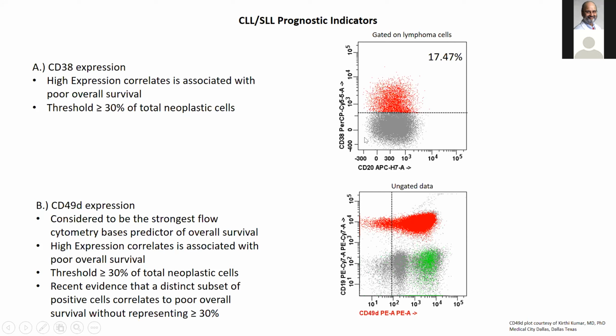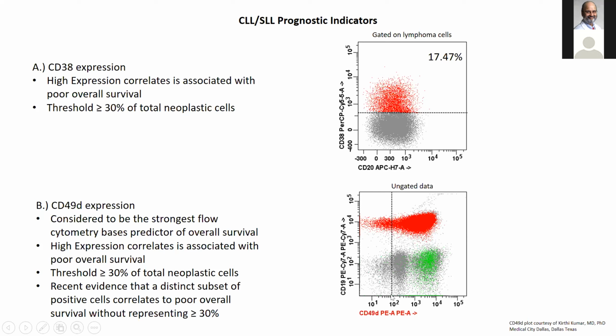And so this would be considered, for prognostic purposes, negative expression of CD38. Okay, it's kind of the same thing with CD49D. When you look over here, this population is not gated. This is an ungated plot, so you've got all of your other cells that are in the sample in here.